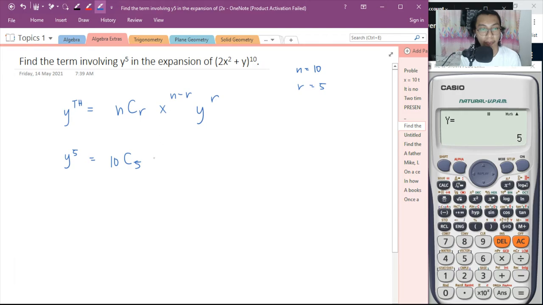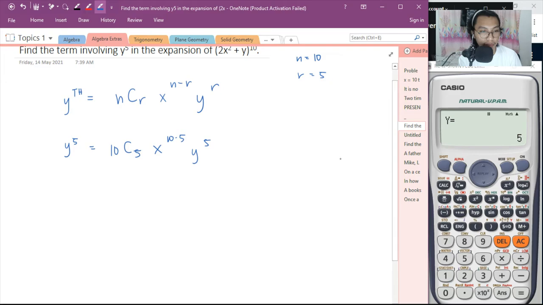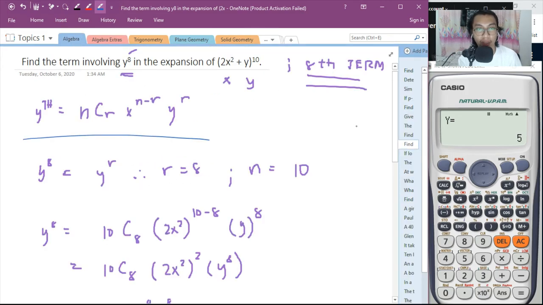x. Okay? Ito kasi yung x mo dyan. Okay? x^(n-r). Ano yung n? That is 10 minus r. r is 5th. y to the 5th. Pang ilang term daw siya? Kahit di mo na consider ito eh, malalaman mo na kung pang ilang term siya. So that is 6th term. Okay, 6th term yan. Ang hinahanap lang naman, find the term involving... Ano daw yung term? Yung buo. Okay. Diretso na natin.